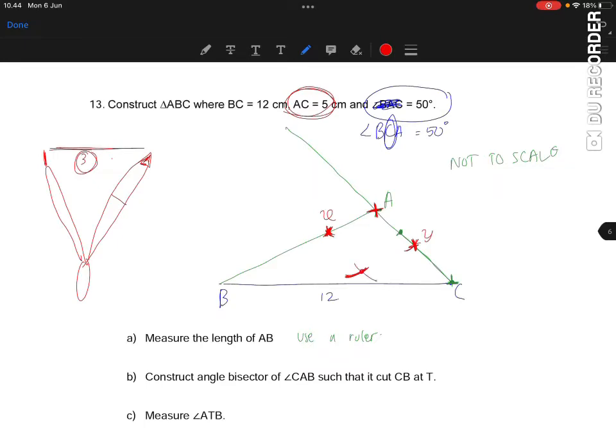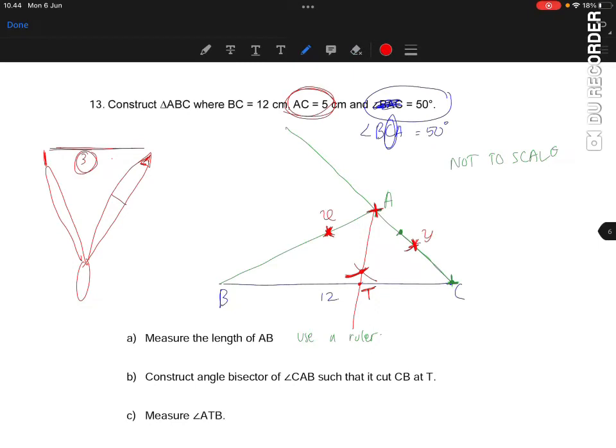For example, this one. Then the intersection point, keep your protractor. Now I need you to take the ruler from A to the marked point. Make a line until it cuts BC. After that, don't forget to label the intersection point between the angle bisector line and BC as T, point T. We finish with number 13B.